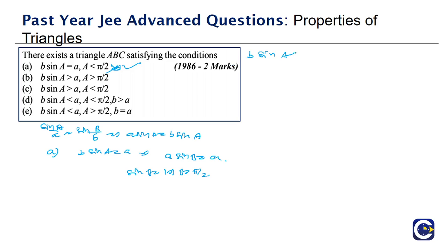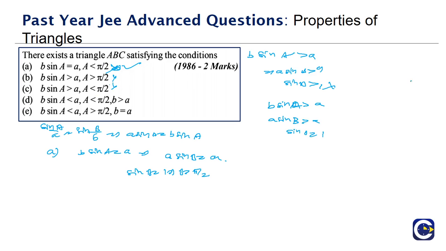So b sin A is greater than a implies a sin B is greater than a implies sin B is greater than 1, which is not possible because the sin range is nothing but minus 1 to 1. So option B is not possible. If you take option C, b sin A is greater than a implies a sin B is greater than a, which implies sin B is greater than 1, which this option is also not possible. So both these options are not possible, and we'll see option D.